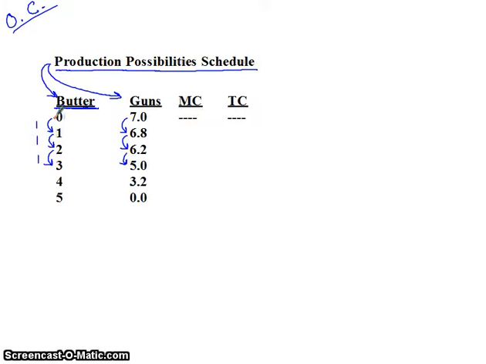So he's going to go from 0 butter to 1 butter. Now, if he does that, he will no longer be able to produce 7 guns. He's going to have to reduce his gun production from 7 to 6.8. So how many guns is he going to give up by adding 1 more unit of butter to production? Well, he's going to give up, right here, 0.2 guns. He's going to go from 7 guns down to 6.8 guns. That's the marginal cost of producing the first unit of butter, is you have to give up 0.2 guns.